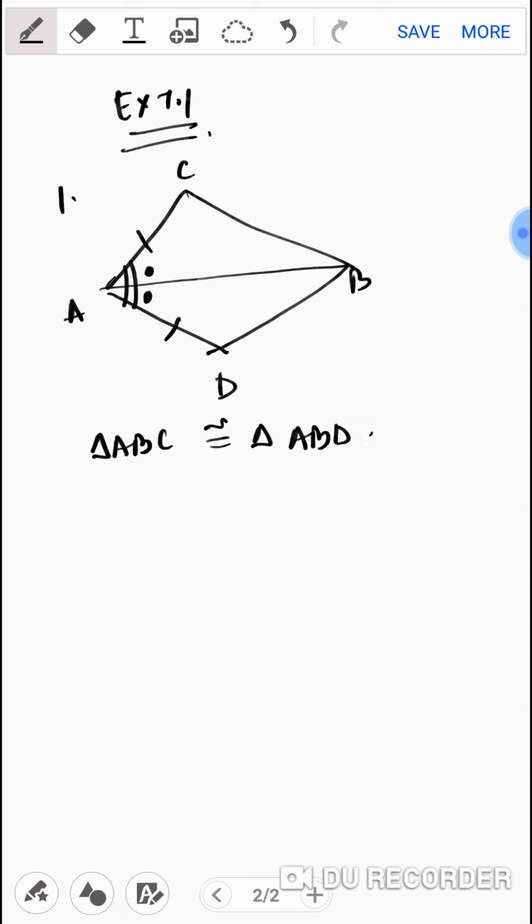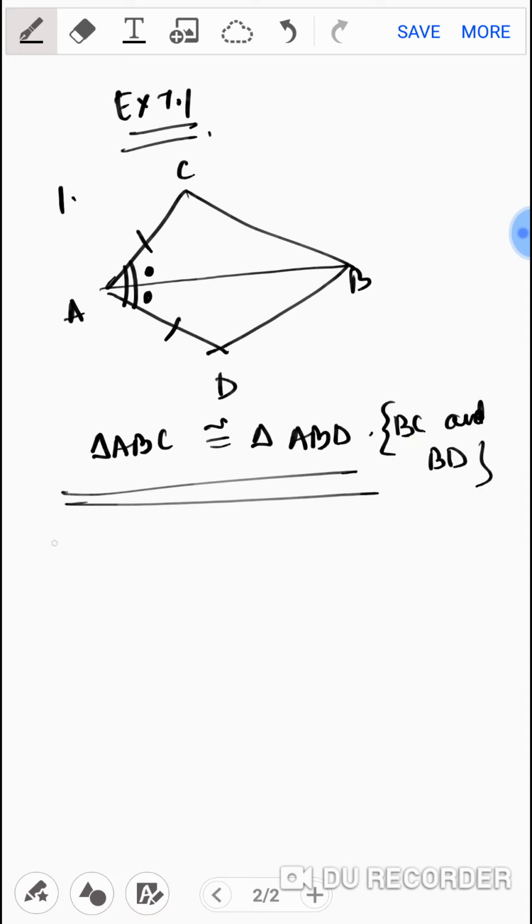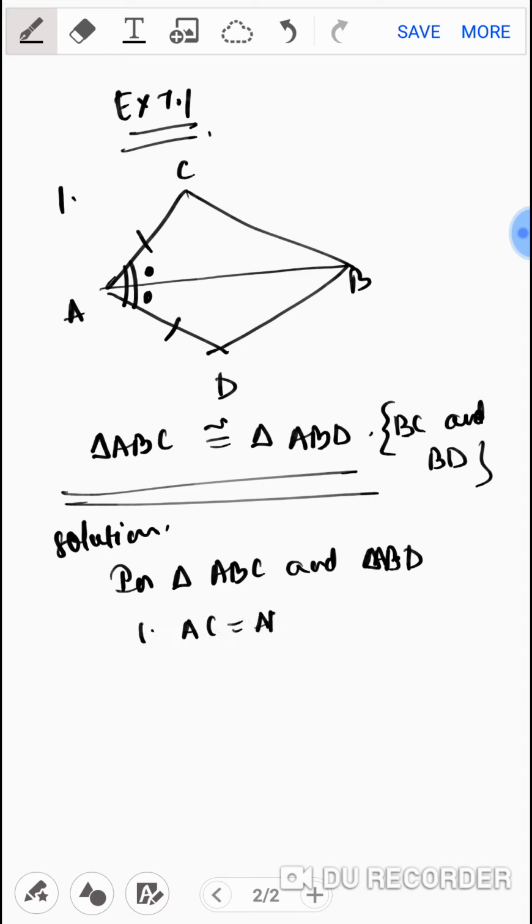What can you say about BC and BD now? Let's see first what we can do of this triangle. Shall we start the solution? So the solution is, we will take in triangle ABC and triangle ABD. Now in these two triangles, first point is AC is equal to AD, which is given to you.